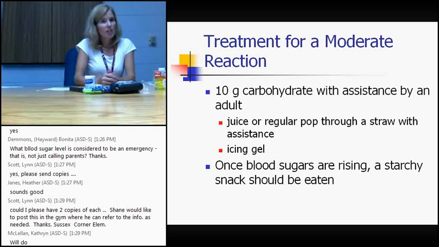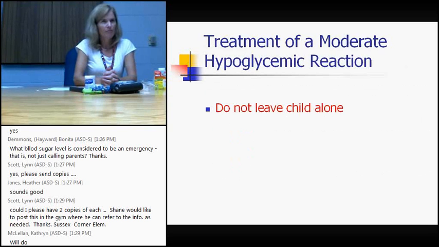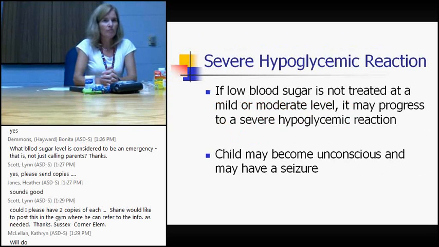So again, 10 to 15 grams of carbohydrate with assistance of an adult, juice or regular pop through a straw with assistance, or there are icing gels that parents can provide, the little cake made gels you can get at the grocery store, directly into the cheek of a child, and blood sugar will come up. So once sugars are rising, a starchy snack should be eaten. Again, you don't want to leave any child alone.